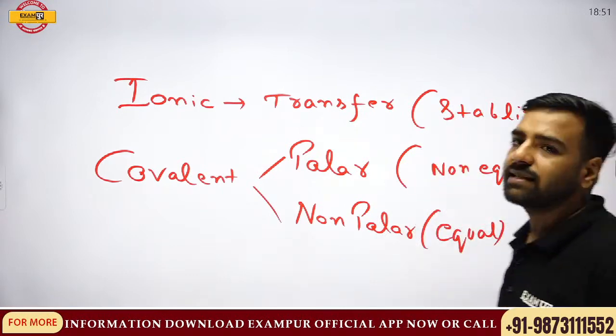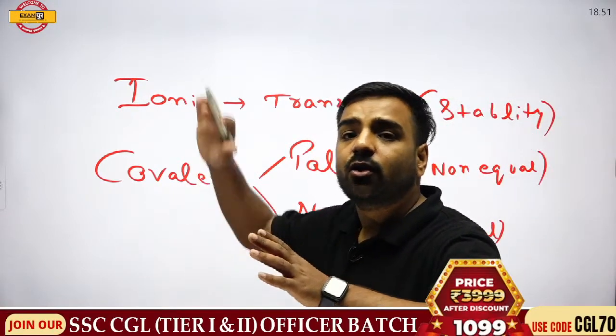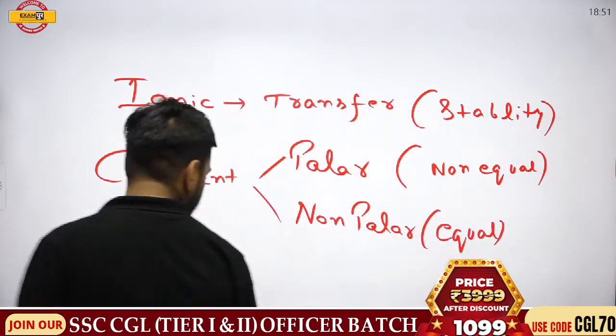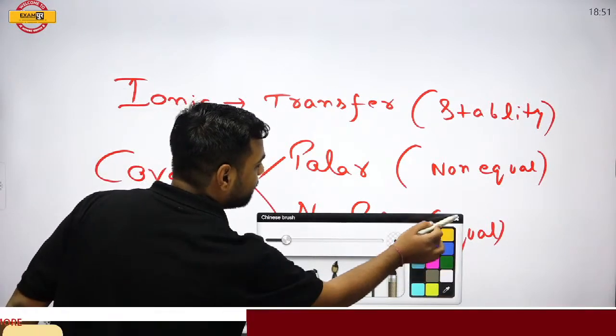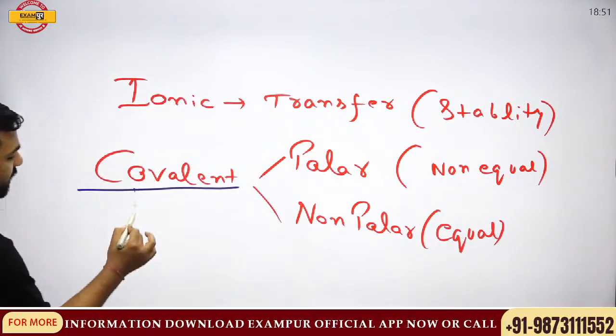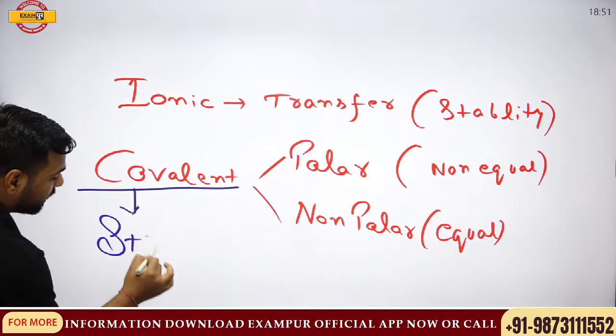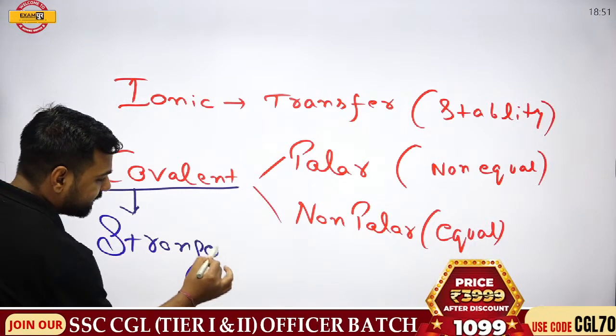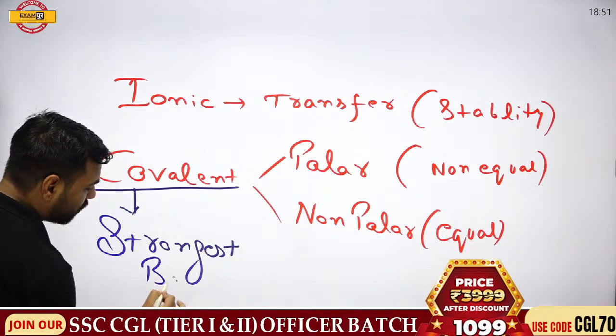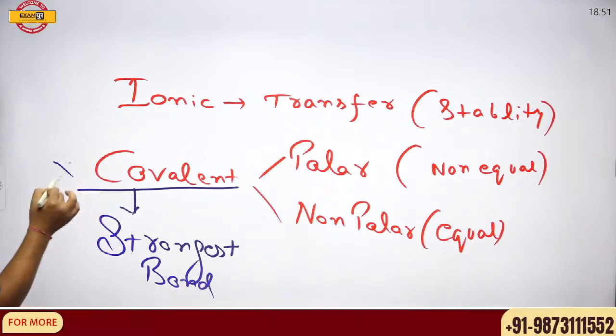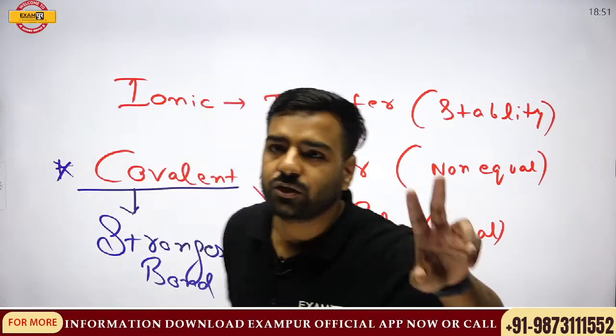Now one more question is asked. If I talk about all the types of bonding, please remember, it's very important. This covalent bond is actually the strongest bond. It is asked in the examination, already asked in the CGL. So which one is the strongest bond? This covalent bond is actually the strongest bond. We have understood those two things.